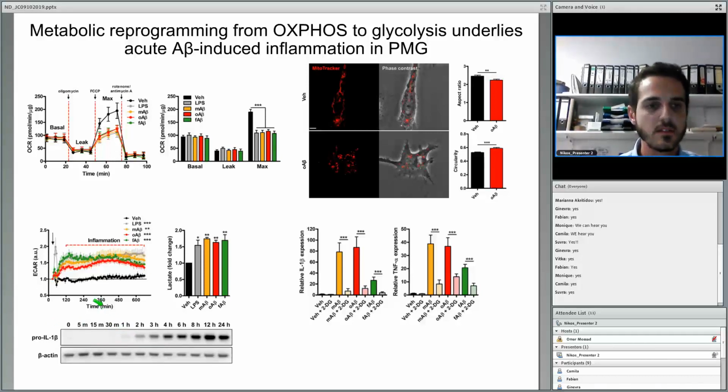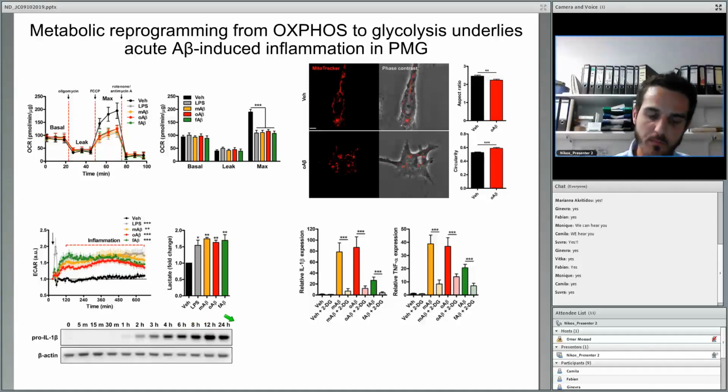introduction to the medium. Here you see that at 2 hours you start to see the peak of glycolysis, and then they more or less see a plateau of the glycolytic rate. Following these 2 hours, you see that gradually the pro-interleukin-1 beta expression increases during the time course until the 24 hours.